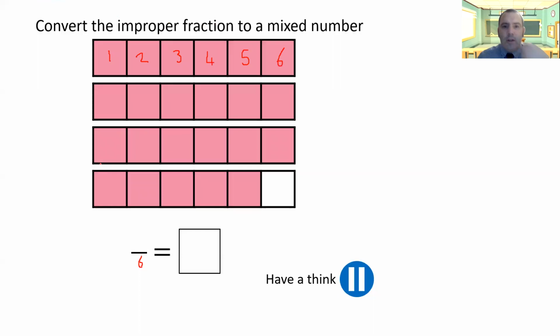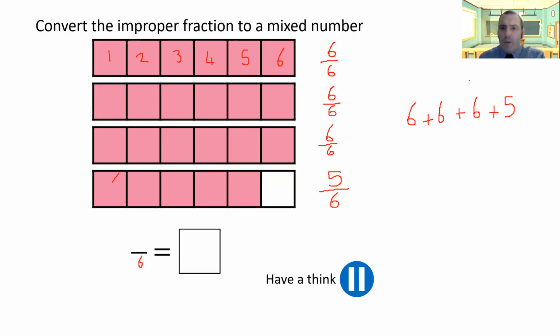So I know I've got 6 full in this row. So I've got 6 out of 6 on this row. I've got 6 sixths on this row. And now we've got 1, 2, 3, 4, 5 sixths on this row. So in total, I have got 6 plus 6. So let's write this down as we go. I've got 6 plus 6 plus 6 plus 5. So that gives me the total number of sixths I've got.